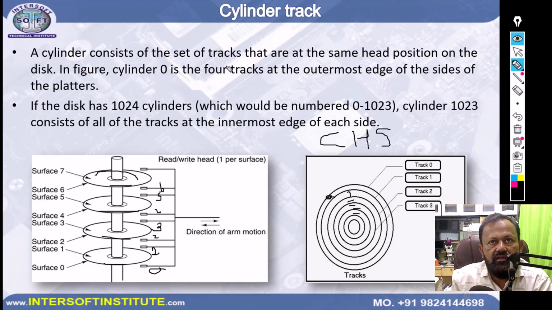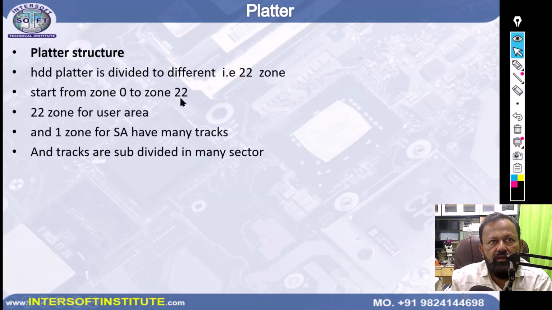So a cylinder is a set of tracks that are at the same head position on the disk, in a figure like this. If the disk has 1024 cylinders, numbered 0 to 1023, cylinder 1023 consists of all the tracks at the innermost edge of each platter, like that. So this is your cylinders. Next, what is a platter?